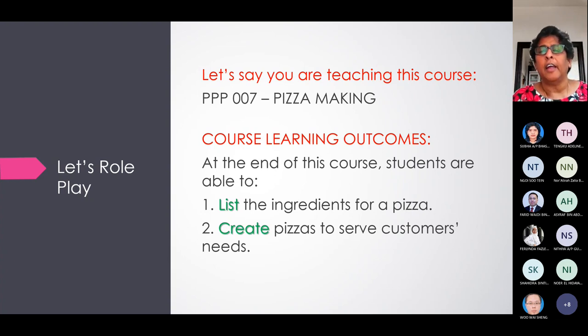Let's say the learning outcome for this course is they need to list the ingredients and they need to create pizzas to serve customers' needs. Okay, so straight away, the first learning outcome is more of a lower order one, but the second one is higher order. So when we have a question like create, it is higher order. Normally when it's higher order, it's not like lateral thinking. You do A, you can get B. You have to do a few things in order to achieve what you want.